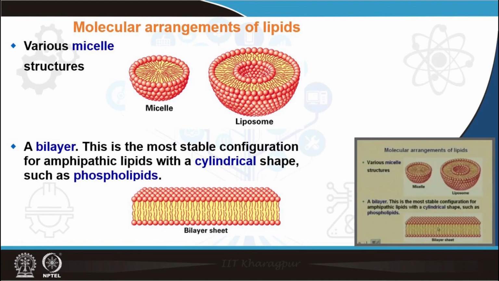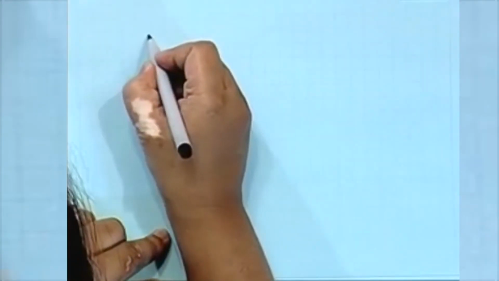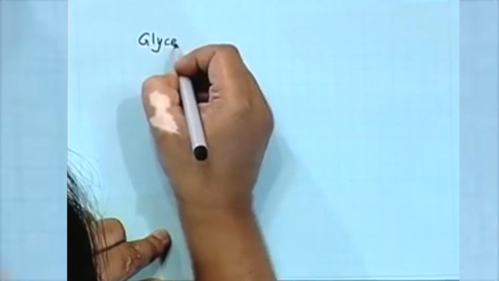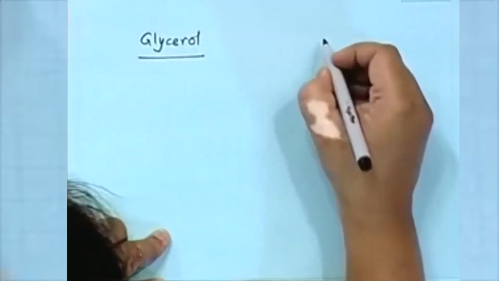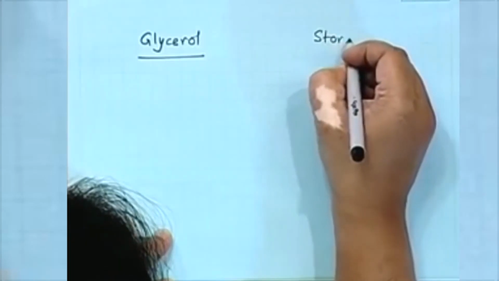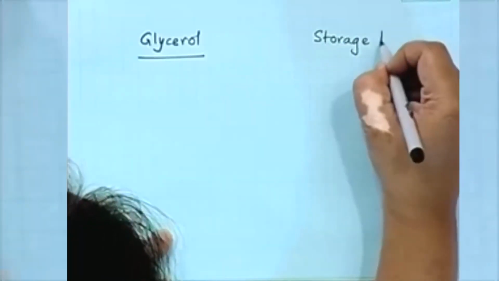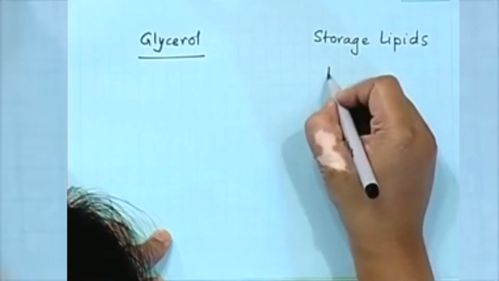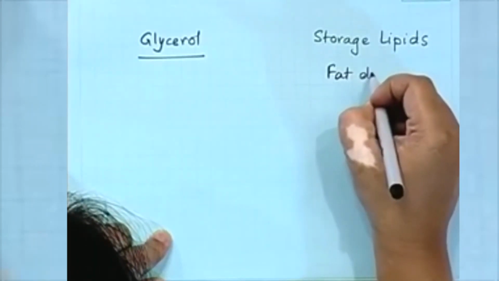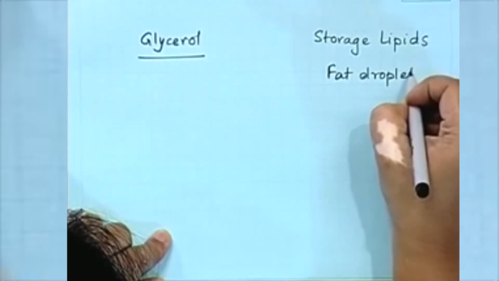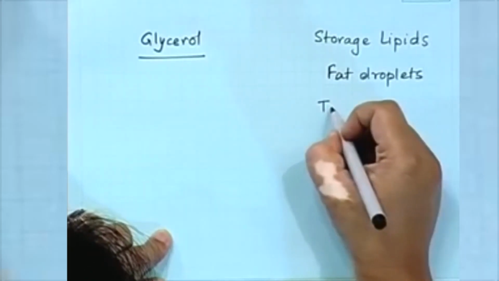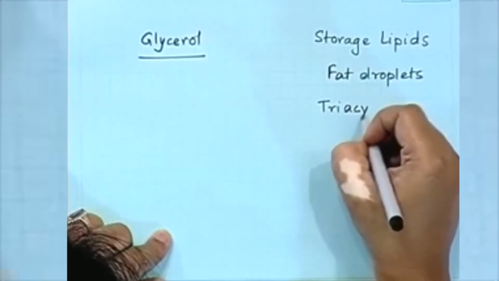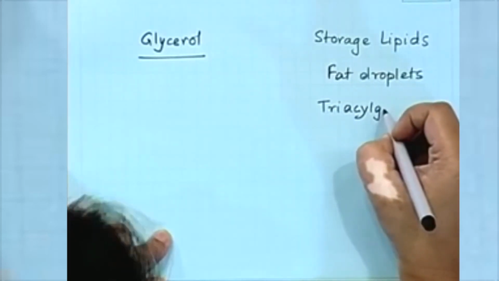So, basically what we have learned is that we have our glycerol. In the glycerol we have storage lipids. What are storage lipids? Storage lipids are those that are fat droplets. Okay, what are these fat droplets? The fat droplets are triacyl glycerols, triacyl glycerols or triglycerides.